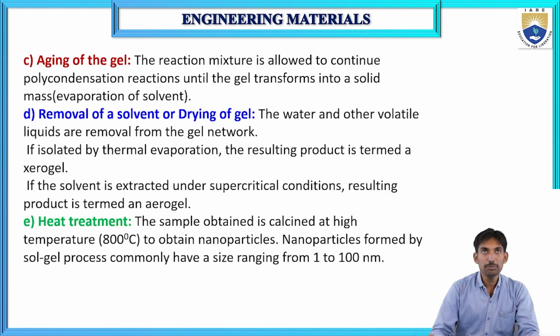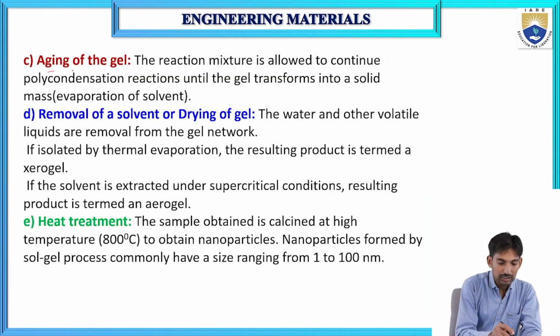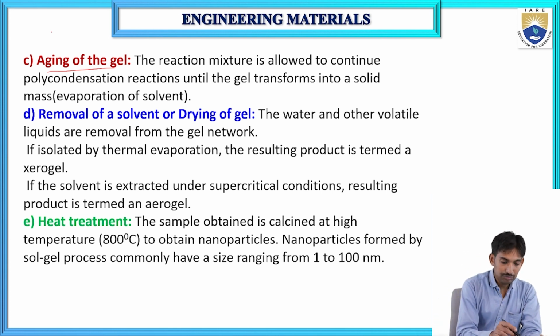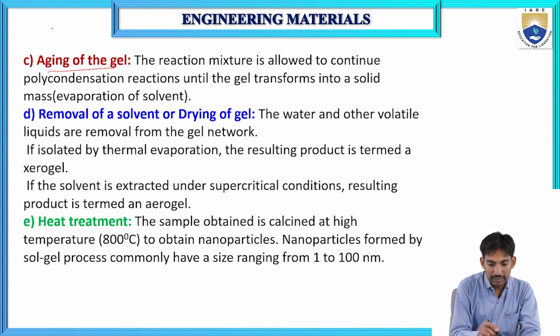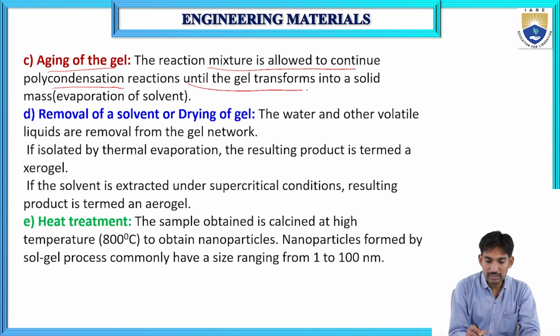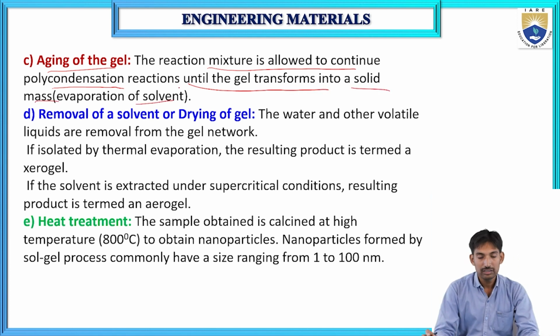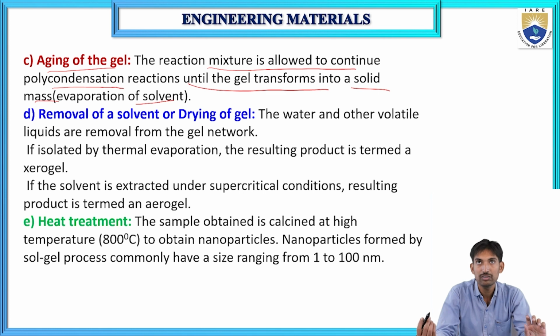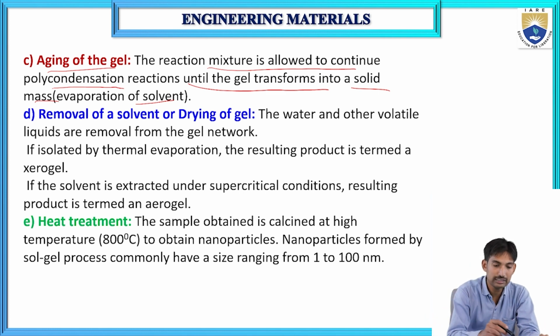The third point is aging of the gel. In the first step you have prepared the sol, in the next step you have prepared the gel, and the third step is aging of the gel. The reaction mixture is allowed to continue the polycondensation reaction until the gel transforms into a solid mass, with evaporation of solvent. We have to allow the polycondensation reaction for the formation of gel. The time from sol to gel is called aging of the gel.